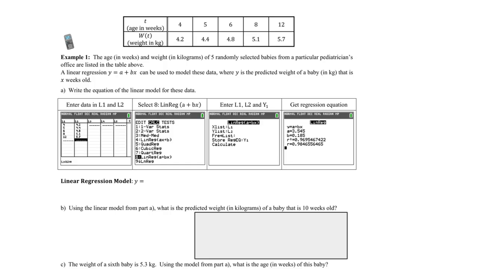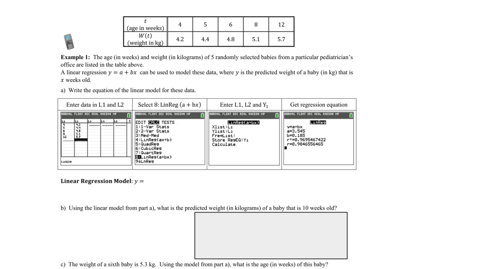All right, let's give example 1 a shot. The age in weeks and weight in kilograms of 5 randomly selected babies from a particular pediatrician's office are listed in the table above. A linear regression, y equals a plus bx, can be used to model these data, where y is the predicted weight of a baby in kilograms that is x weeks old. Remember, x is our independent variable and y is our dependent variable. So the independent variable is the age in weeks, and the dependent variable is the weight, all right? Because we're expecting as they get older that their weight is going to go up, all right?